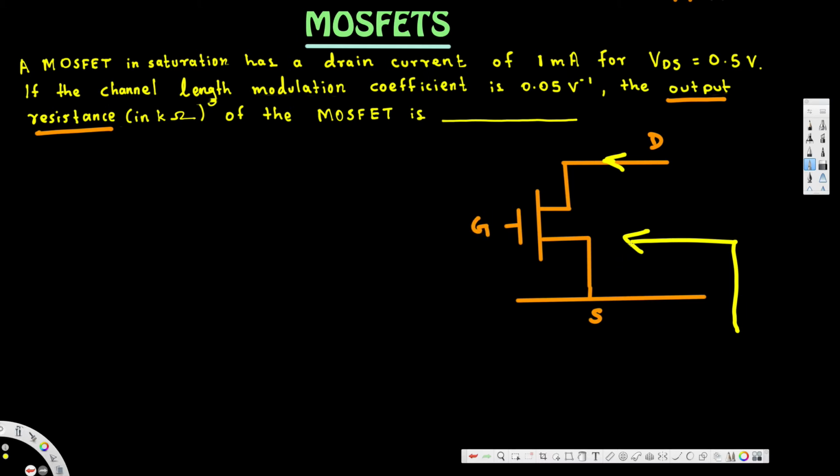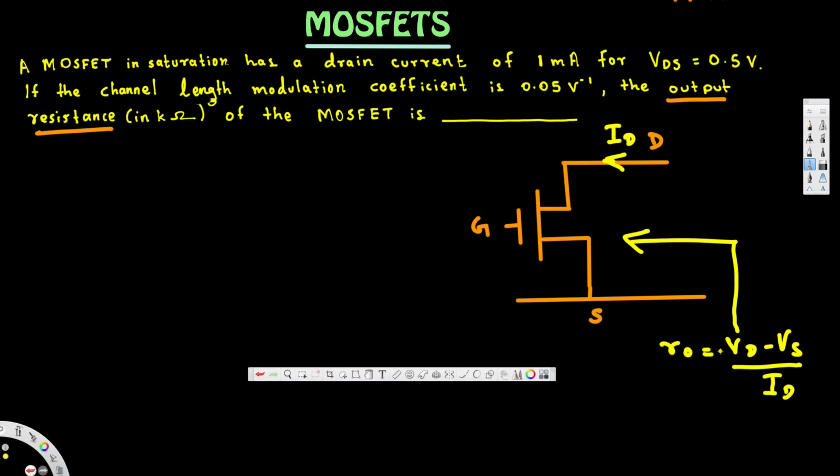Now, how can we calculate the output resistance? That's going to be just the voltage across the output terminals, that's nothing but VD minus VS, the voltage across the drain minus the voltage across the source, divided by the current. So this is the drain current, ID. This is going to give us the output resistance, but this is for static resistance. If you want to calculate the dynamic resistance, instead of writing VD minus VS, we can write VDS.